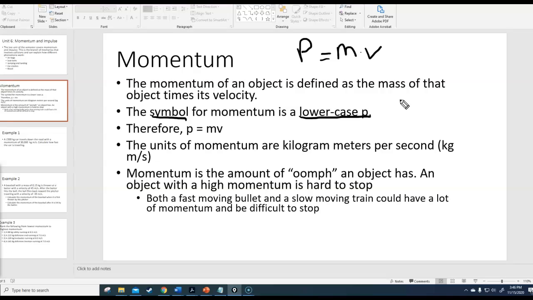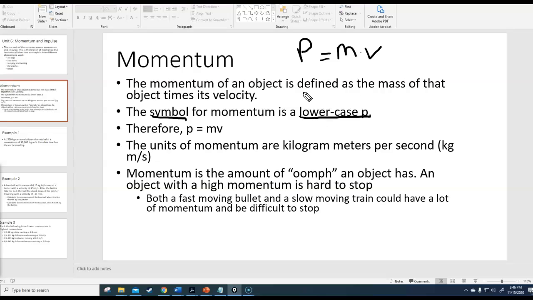Okay, a fast-moving bullet has a very small mass, but a very large velocity. And a slow-moving train has a really, really big mass, but it might have a very small velocity. Either way, both of those objects are going to have a lot of momentum and could be very difficult to stop. Okay, so momentum, again, mass times velocity.